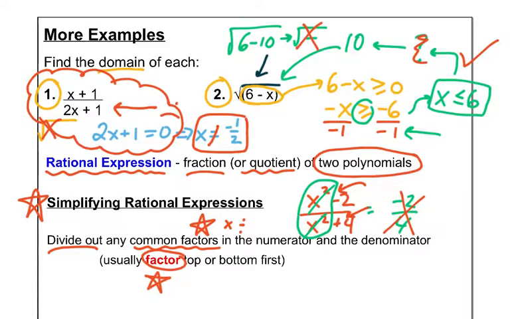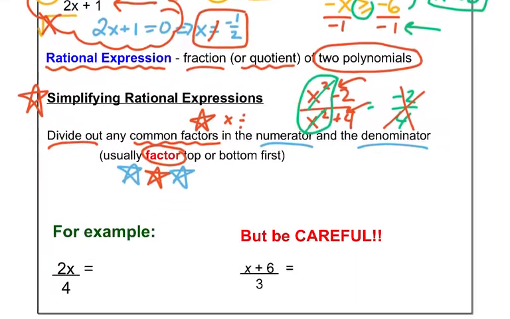The first step for these is to factor the top and factor the bottom. And then you can cancel any factors that you have in common in the numerator and denominator. So factor, factor, factor. Look at all these stars because factoring is so important. And along the way, we're going to talk about the domain as well.